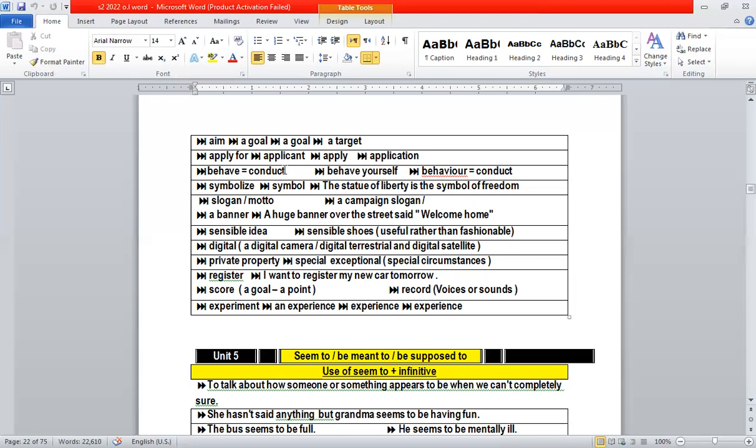Okay, what's the word slogan or motto? Slogan or motto. Here we say campaign slogan. So slogan or motto is like a kind of picture drawing with a certain meaning or a word written in a certain way for a certain meaning as well. A banner, a huge banner over the street said, "Welcome here." This is banner. Banner means a huge picture in a street or in a road, the beginning of a road or something like that.